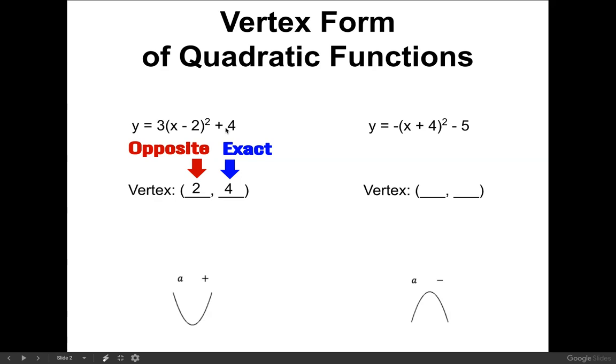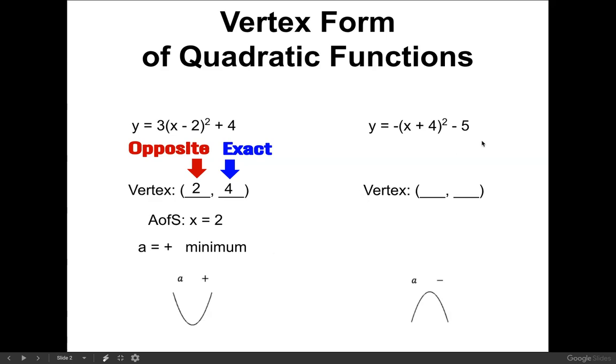So when an equation is in vertex form, you can just name the h, k, being careful with opposite and exact, to name the vertex. For the axis of symmetry, it's going to be the same as the x value of the vertex, so x equals 2. Because our a is a positive, that a value being a positive makes the vertex be a minimum. The graph will open up, so the vertex is the lowest point, meaning a minimum point.